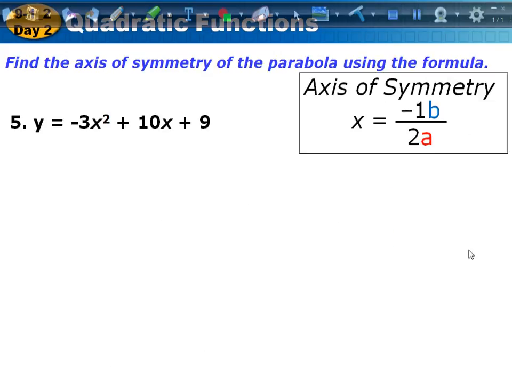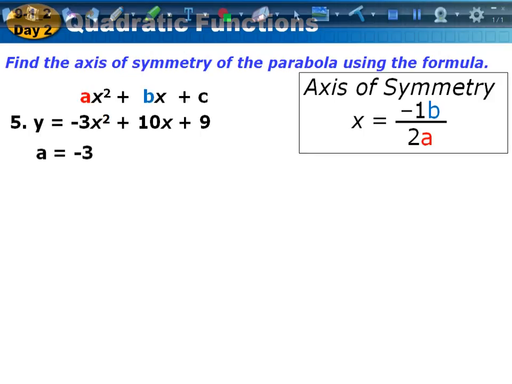Alright, here's number 5. Go ahead and write it down. Y equals negative 3x squared plus 10x plus 9. And basically all they're asking us to do here is to find the axis of symmetry. Now before in the other ones we were picking out the A, B, and C in 1 through 4. This is the exact reason we were doing that. We're getting ready to use those numbers in this formula. So that's the first thing that we're going to do here. We're going to name our A and B and C.